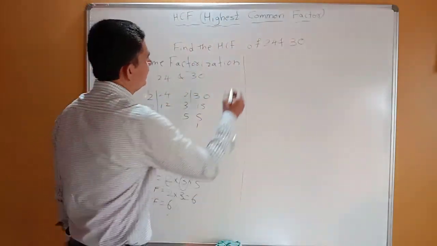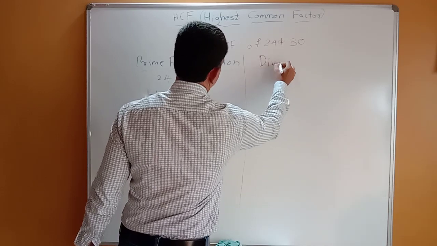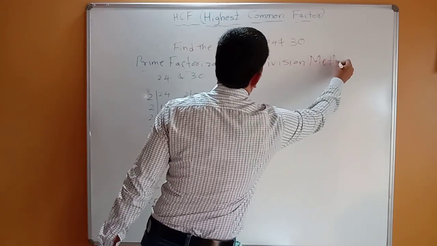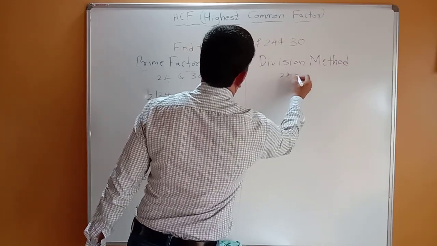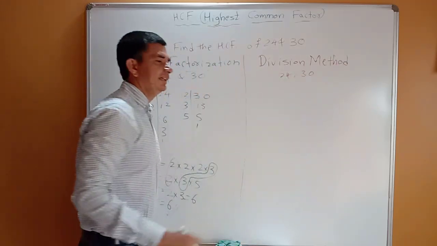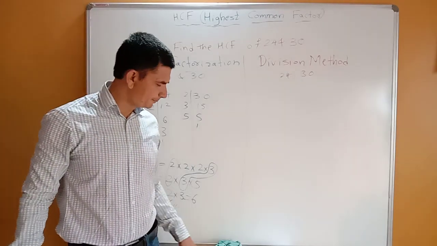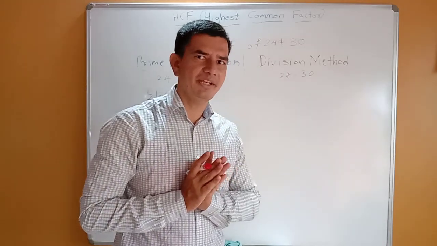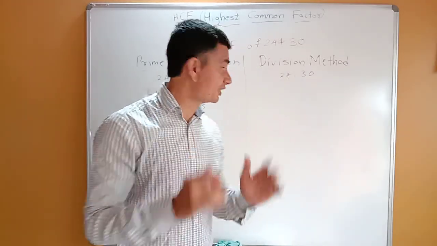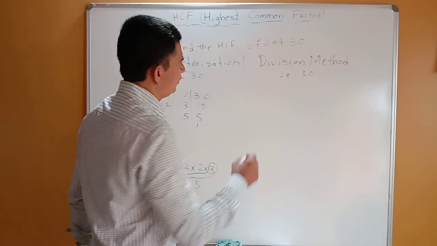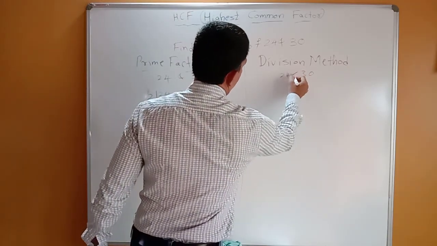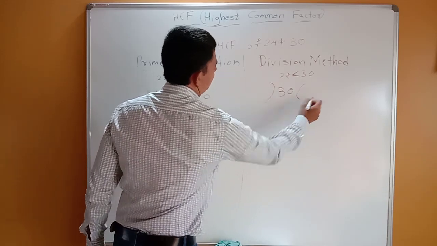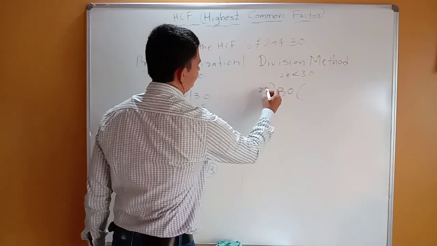Now we will see the division method. From the division method we have to find the HCF of 24 and 30. The first step in the division method is we have to compare the numbers, meaning which is greater. In 24 and 30, which is greater? 30 is the greater number. So we take 30 here and divide it by 24.